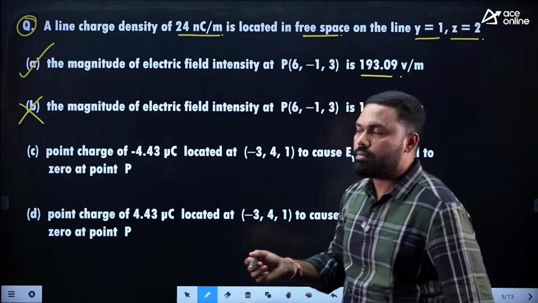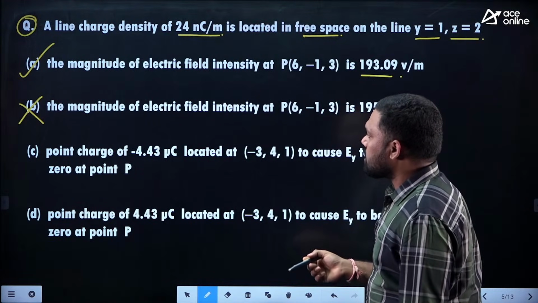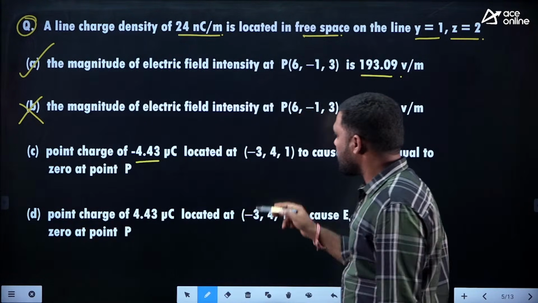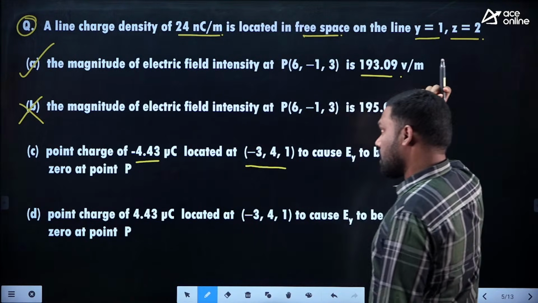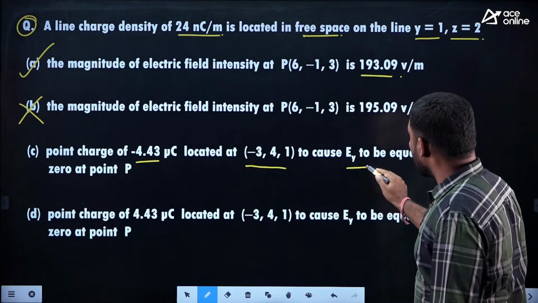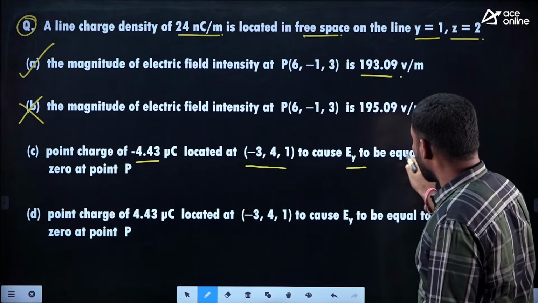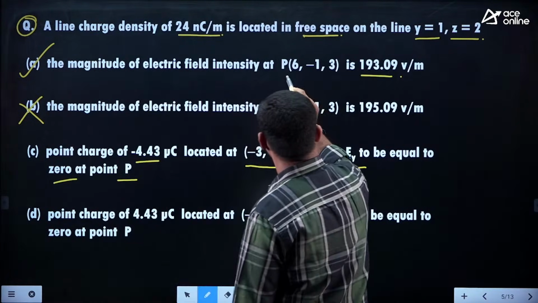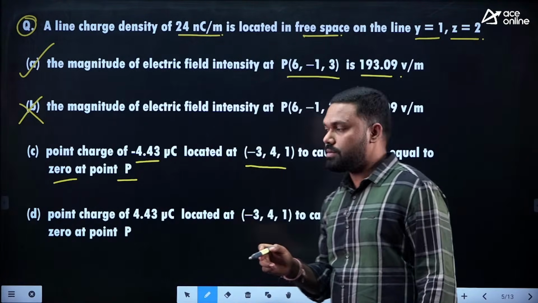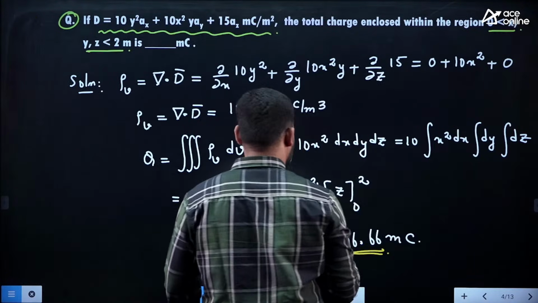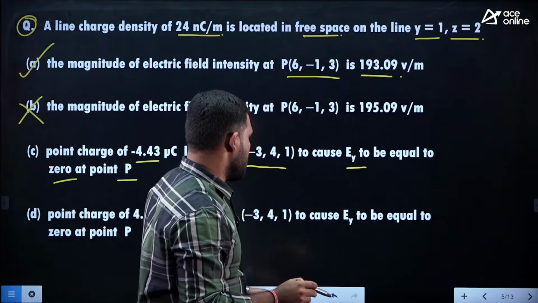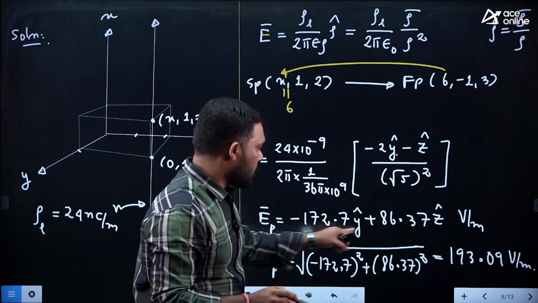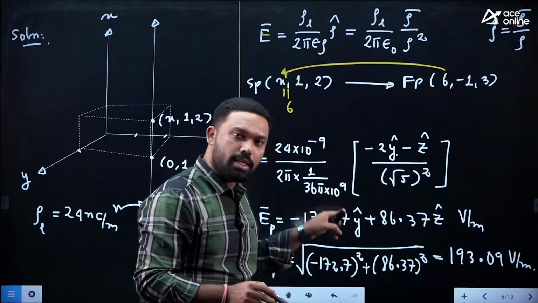So there is one more statement here. A point charge of minus 4.43 microcoulombs located at minus 3, 4, 1 causes Ey to be 0 at a point P. So at this point, where is that? What is the Ey? This is the Ey. We want to make this Ey 0.